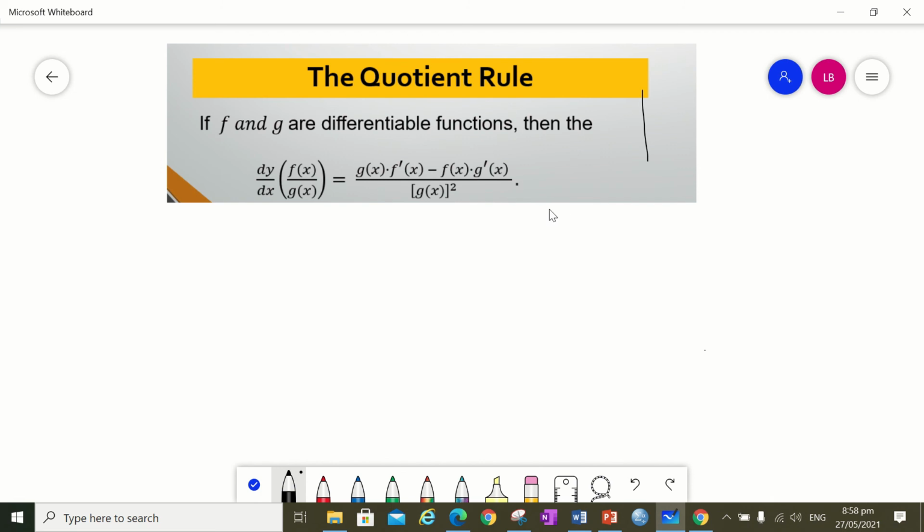We can also use this formula. The derivative of f of x over g of x is low d high minus high d low all over low square, where low pertains to the denominator and high is the numerator. So let's have an example.